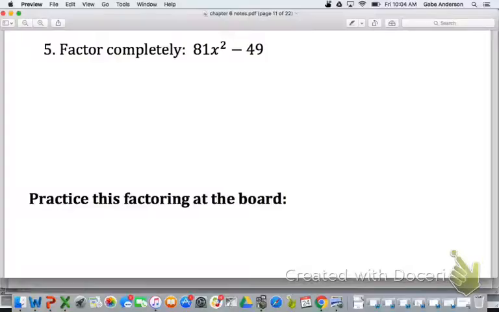Cool. Will it ever be a perfect square plus another perfect square? Or would it always be a difference? If it's plus, it doesn't work. Okay. Yeah, it's got to be minus. Good question.